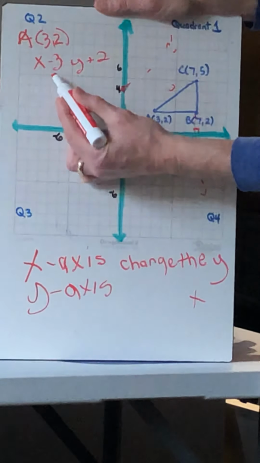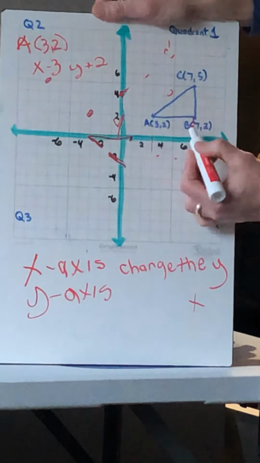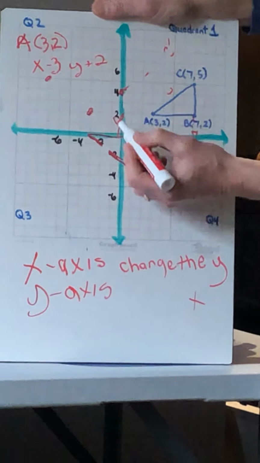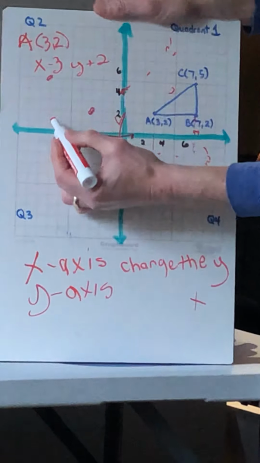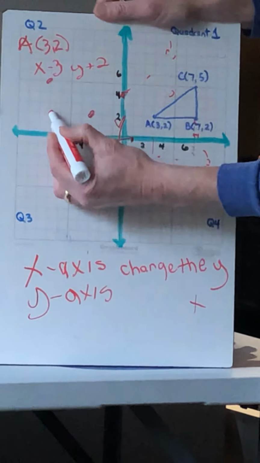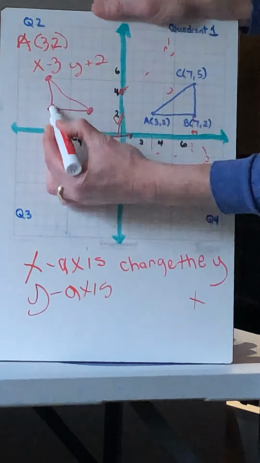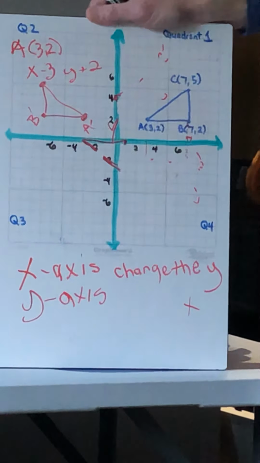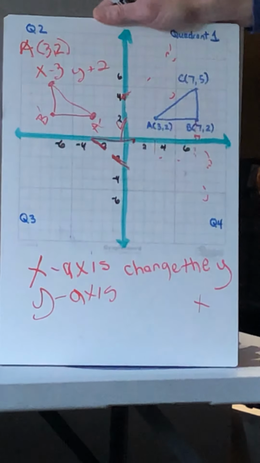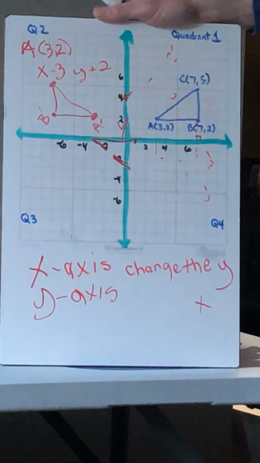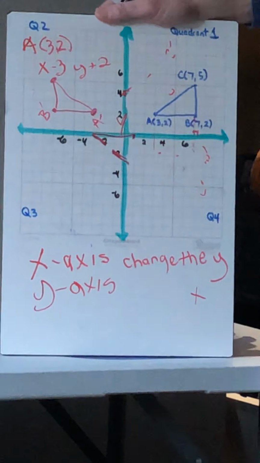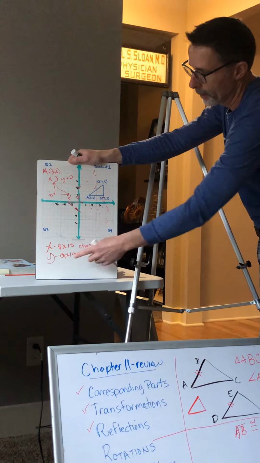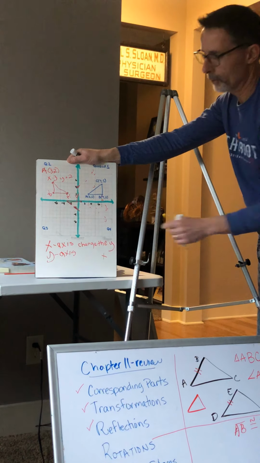So you go over here, -7, +5. Change that to a -7, keep that the same, 2. So you go over a -7 and 2. And this would be your B prime, this would be your A prime, that would be your C prime. So reflections are flips, and your translations are slides. Alright, those are the first 2 things I wanted to review with you. Remember, x-axis, change the y-coordinate; y-axis, change the x-coordinate.